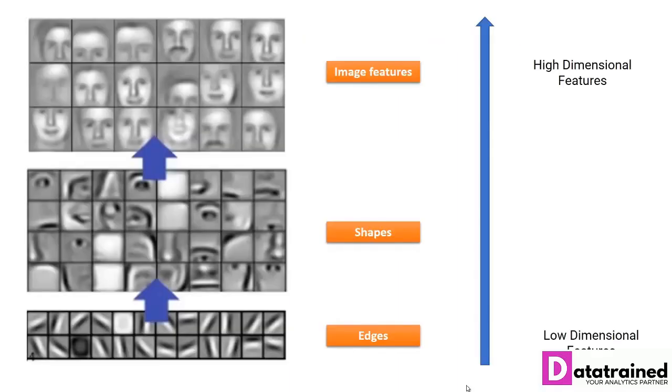CNNs start by combining low-level pixels of images to form edges, such as here. The edges are then combined to form shapes, and shapes are combined to form image features, which are then used to reach a decision or an output. So far, you must have realized that CNN is just a feature extractor. In the cat example, we extracted features manually, while CNN can do it automatically for us for any arbitrary image. Let's see how.